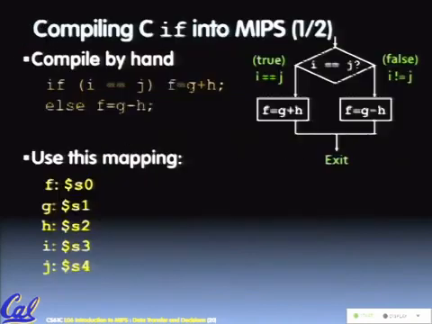If i equals j, f equals g plus h. Otherwise, f equals g minus h. And those of you who are clever might notice the things that happened either way and take those out of the branchy part. Just throwing that out there. And here's the register mappings for all the variables. I'll just talk over this.